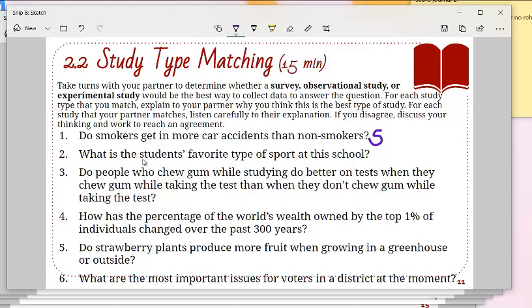Number 2, what is the student's favorite type of sport at this school? We're thinking about favorites or feelings or emotions. That is almost always going to go for a survey. All right. Can't do an experiment. There's no control group going on here. Can't do an observational study. I can't tell just by looking at people what sport they like or which one is their favorite.